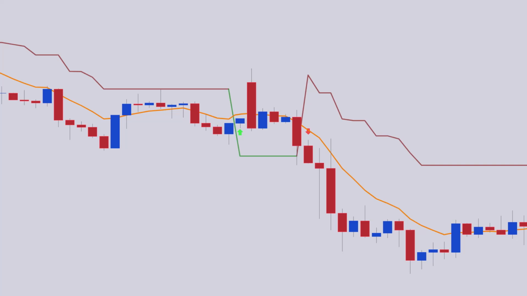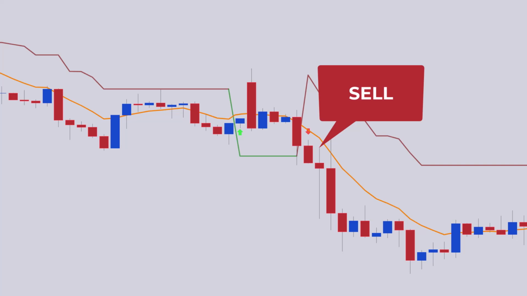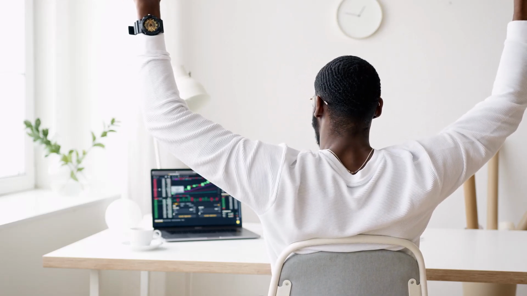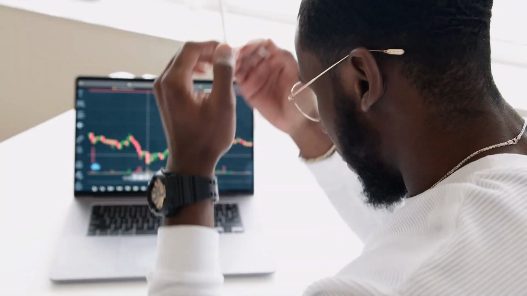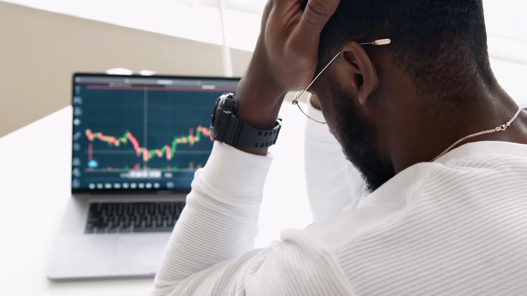The same works for sell signals. Confirm it with the 200 EMA first. By using the 200 EMA as a trend filter like this, you're significantly increasing your probability of success while also filtering out many lower probability signals that might take you into a losing position.